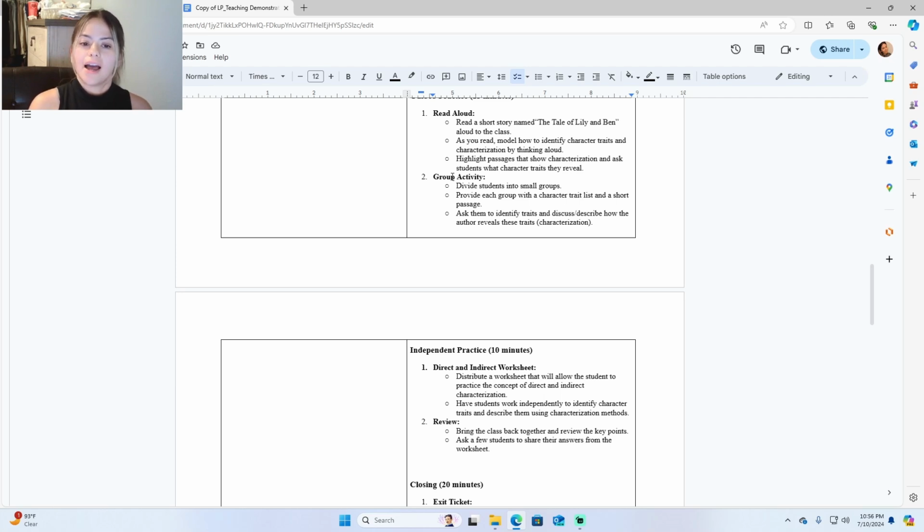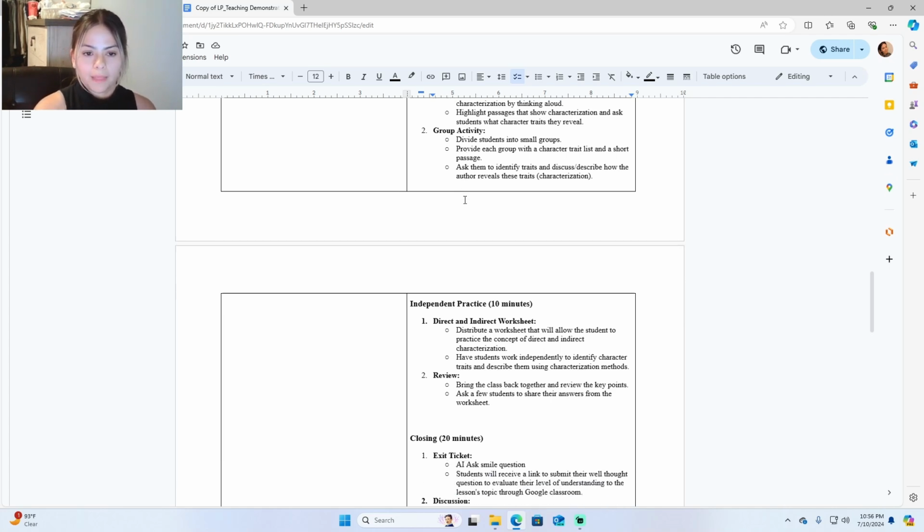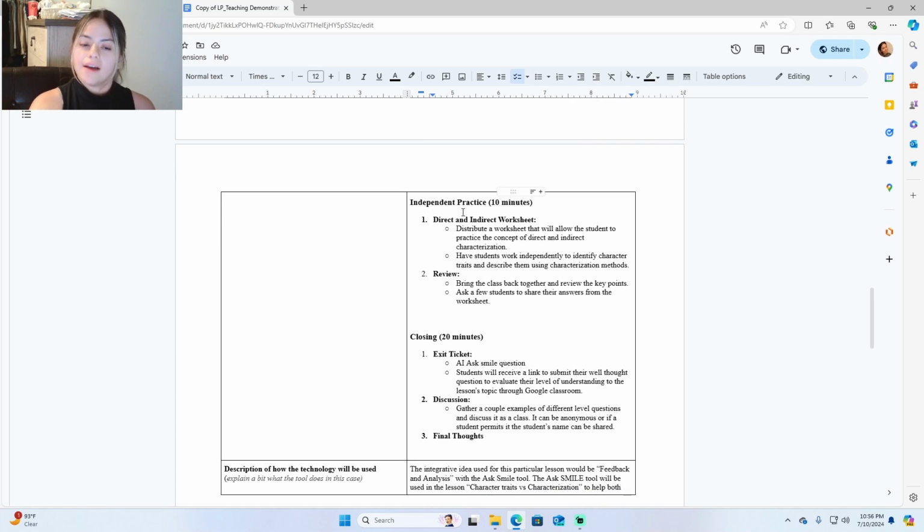They'll discuss how the author reveals characterization in the story. So this will be a group activity, and one student will share. After that, I have 10 minutes allocated for independent practice.